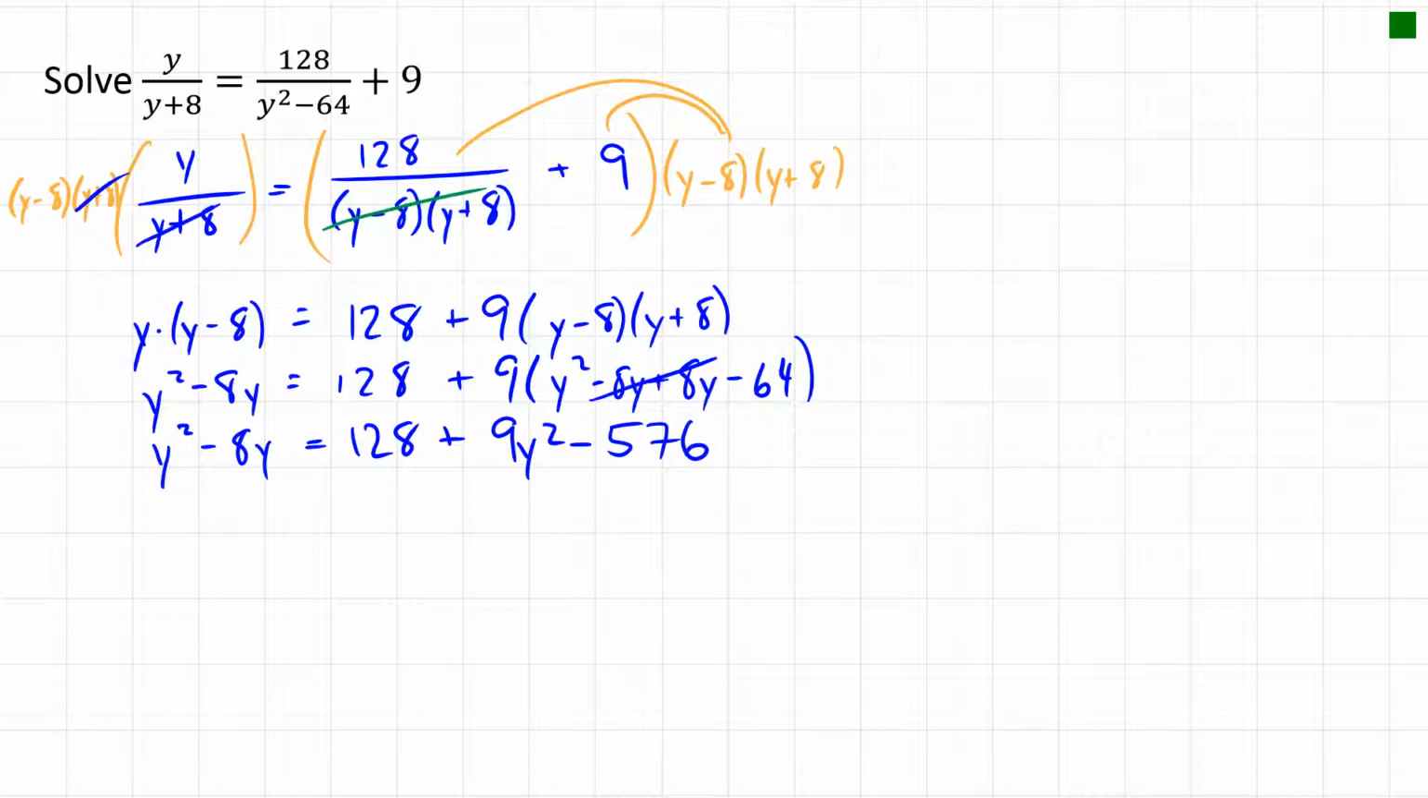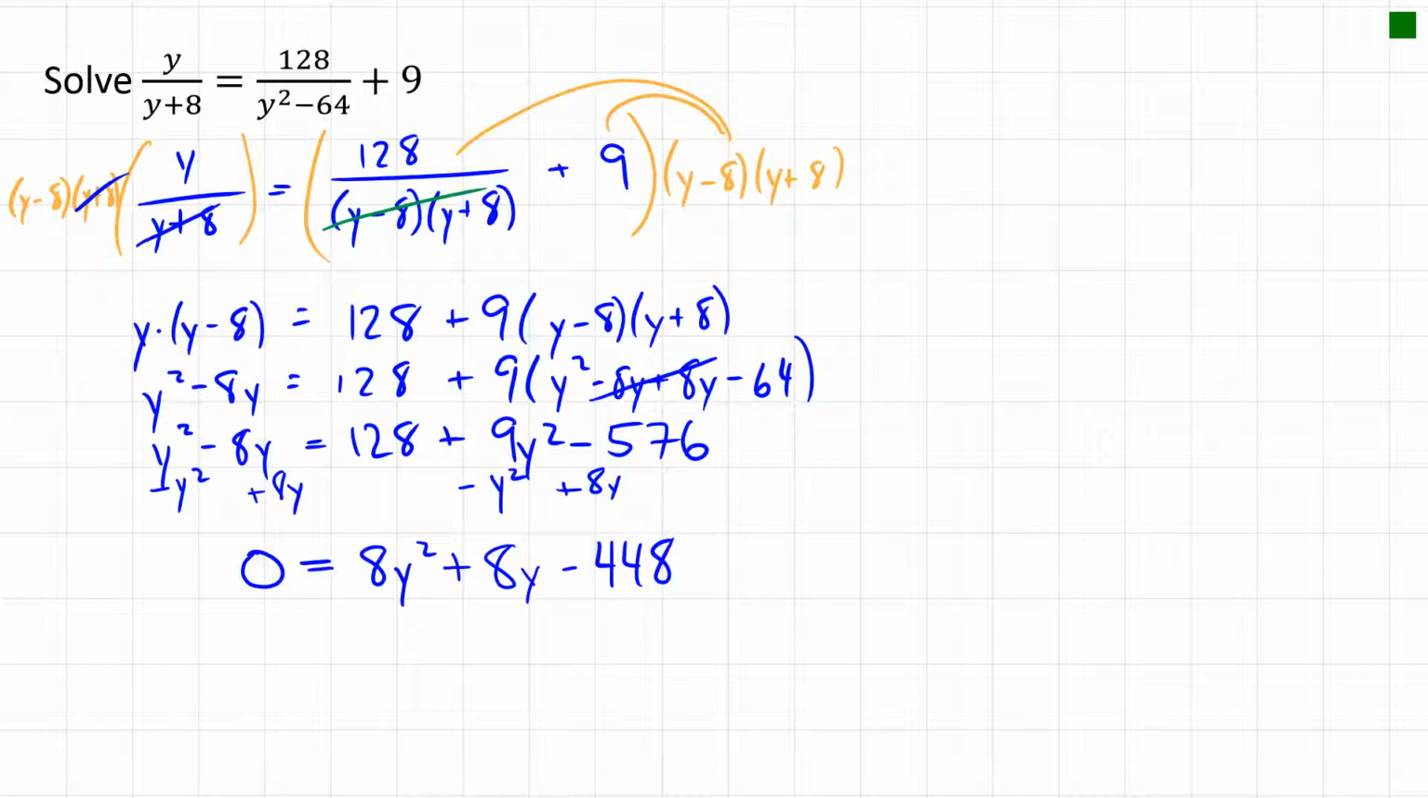So now let's go ahead and solve. So rearranging, subtract y squared, and add 8y. I'm just doing it, moving things from the left-hand side, because that makes my life a lot easier to have positive y squared terms. 128 minus 576, we get minus 448.